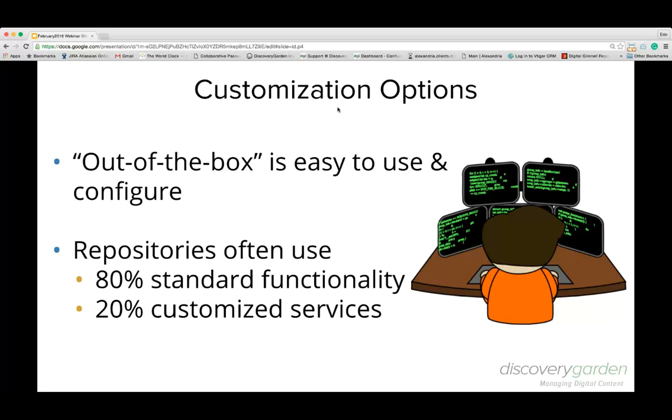The third type of very common customization would be integration with external services or external systems. So if you were integrating with an ERP, maybe a collections management software, integration with external services is also very common. And that would be common in the context where Islandora is one part of a digital curation strategy.